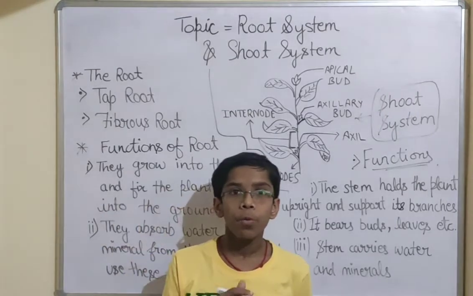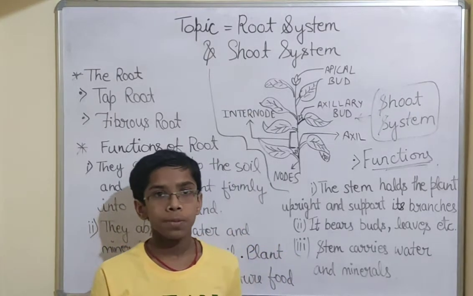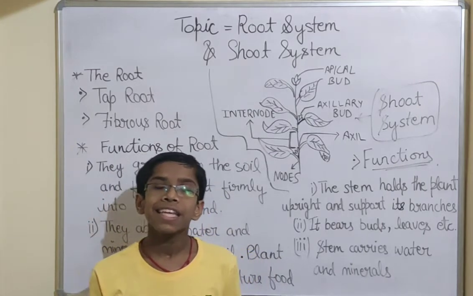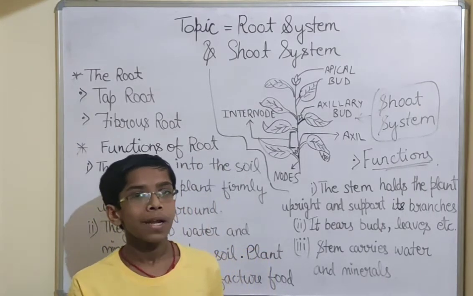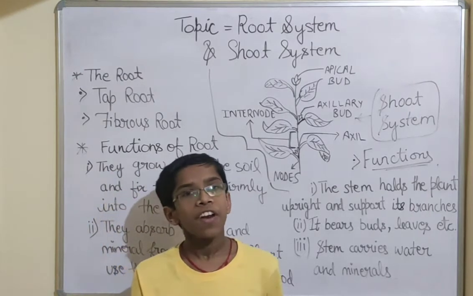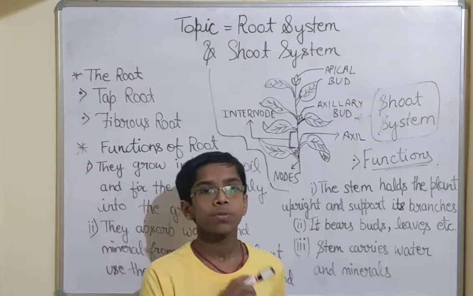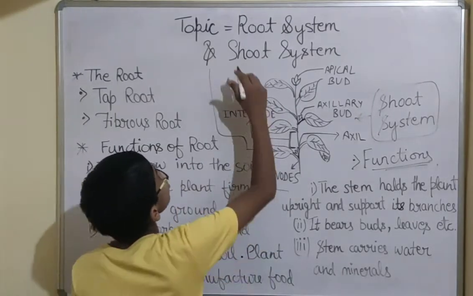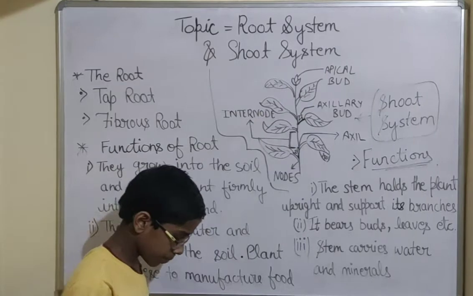And there is one more type of plant, gymnosperms. Gymnosperms are plants which do not bear flowers, and they are known as non-flowering plants. So non-flowering plants are known as gymnosperms and flowering plants are known as angiosperms. So we are going to discuss the root system and shoot system.